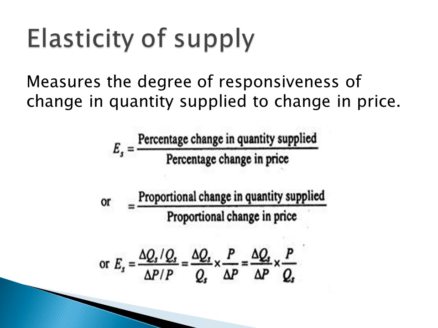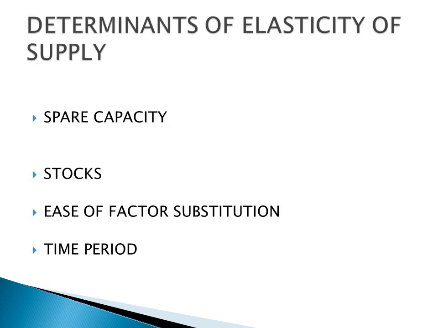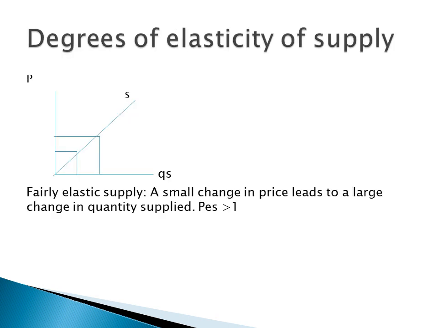Elasticity of supply measures the degree of responsiveness of change in quantity supplied to change in price, similar to elasticity of demand. I have used percentage method also. I've expressed it in form of this formula. You can also read your notes for further clarification. We have different determinants of elasticity of supply: spare capacity, stocks, ease of factor substitution, time period.